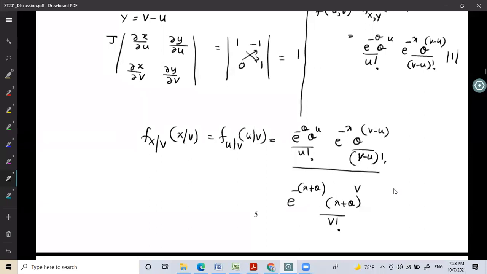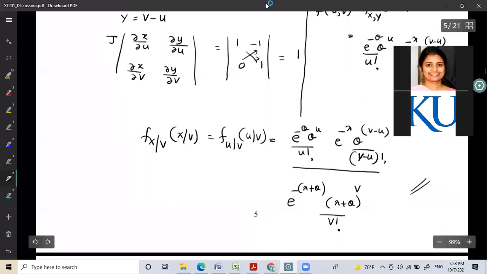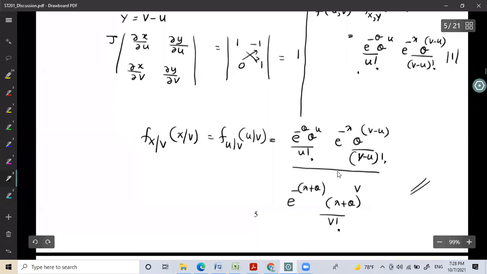Simplifying this will take a lot of time. Some terms will cancel out. But anyway, if you leave it like this, that is also enough, right? There's no need to simplify it. Leaving it like this will be enough, okay?